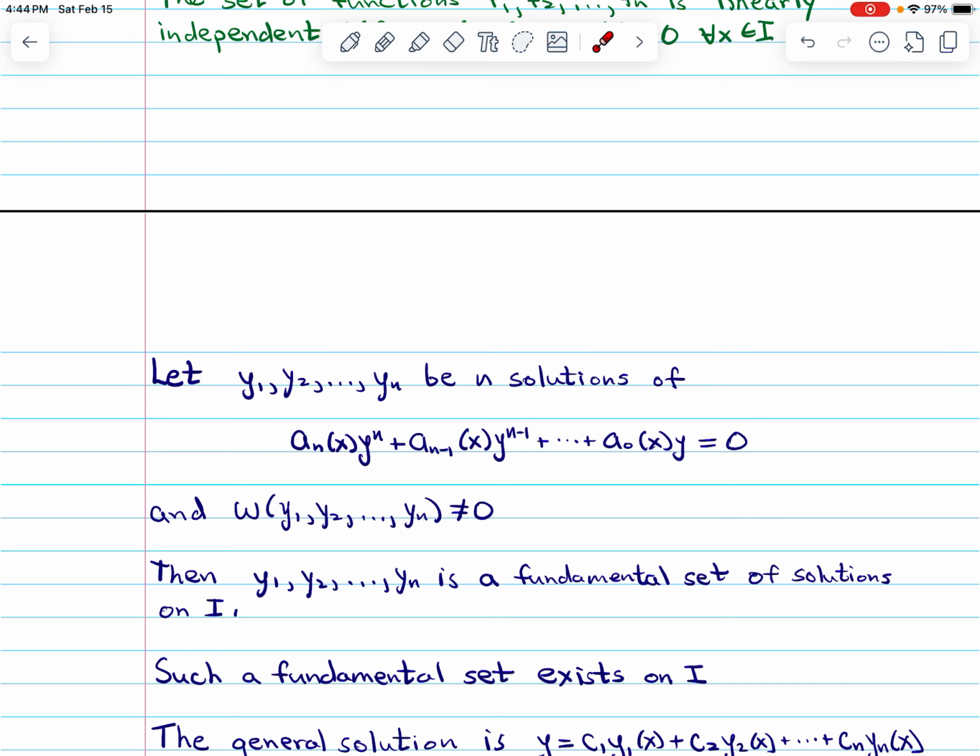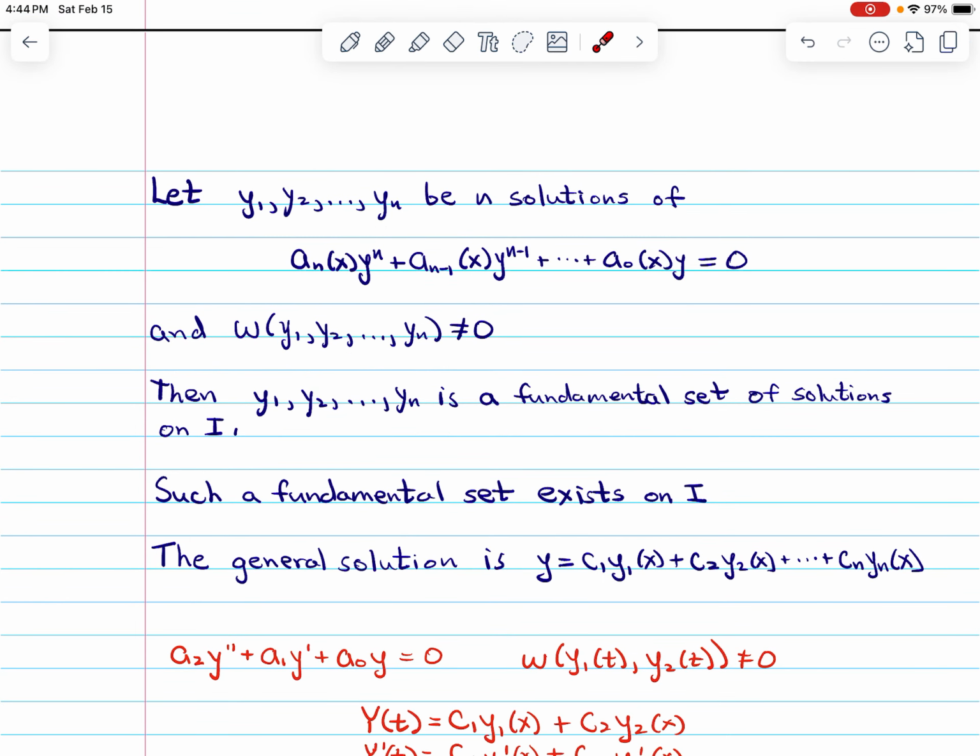And we say that that set is a fundamental set of solutions on whatever interval we're dealing with. That's the way we describe it. So this is a set of n solutions. They are independent. So we say that this is a fundamental set of solutions.